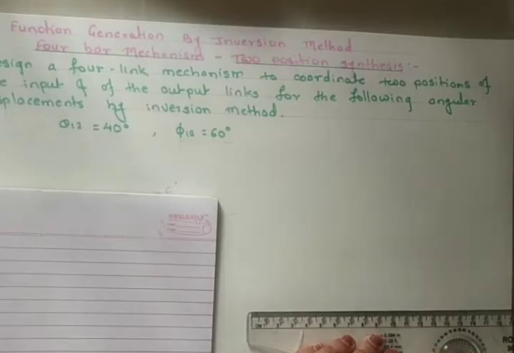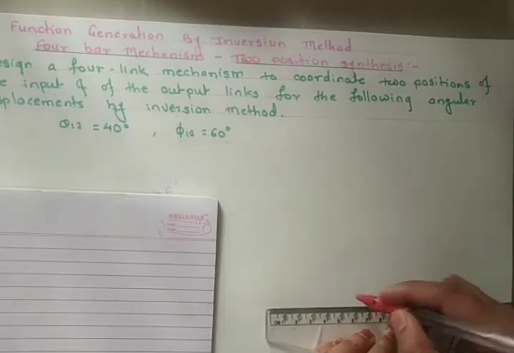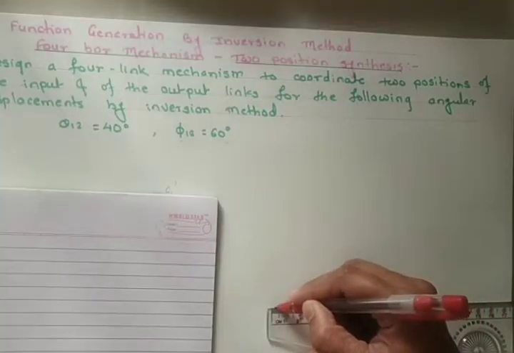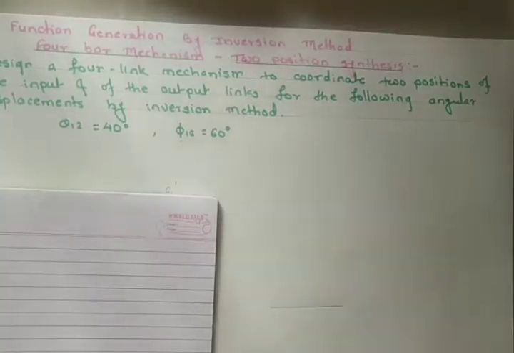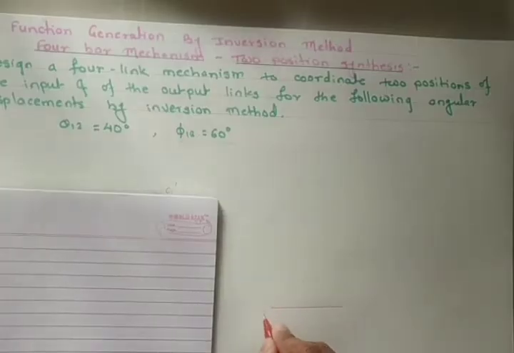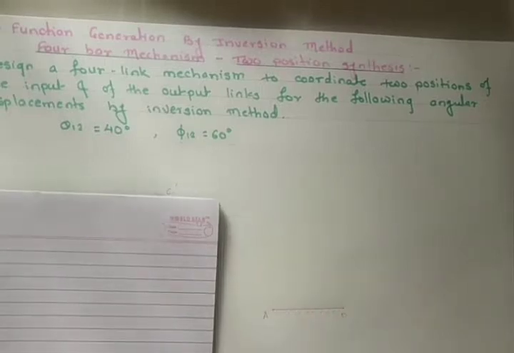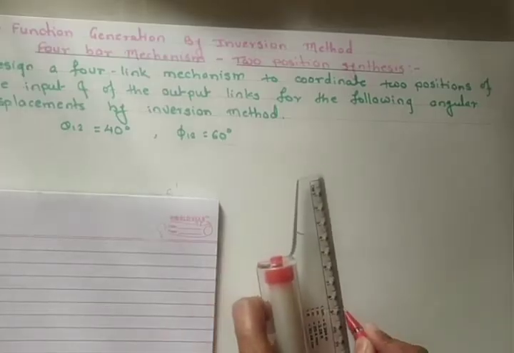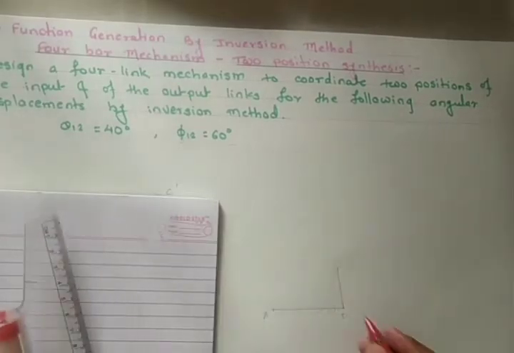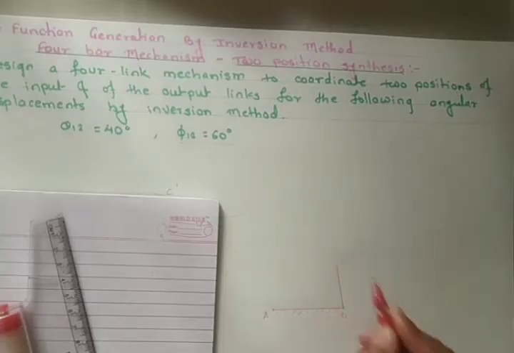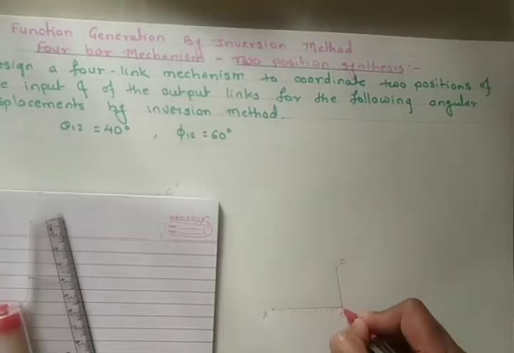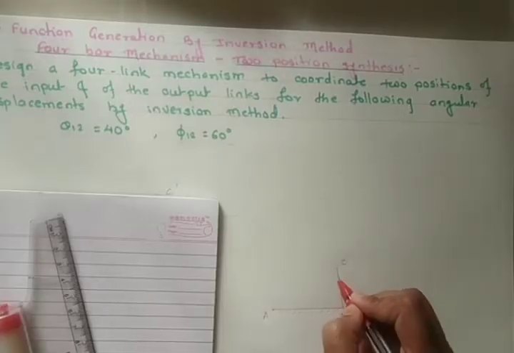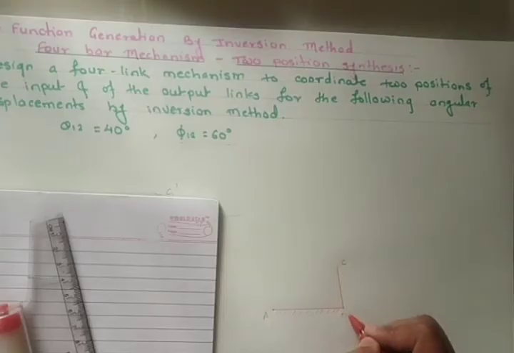Firstly, draw the line segment AD, whose length is equal to the given length. But here the length of AD, that is the fixed link, is not given, so I am going to draw an arbitrary length for this fixed link. Now again let's draw the output link CD by taking a suitable length. So here is our fixed point D, and from this point I have drawn CD.